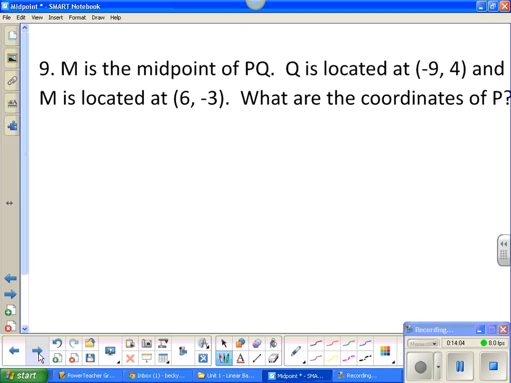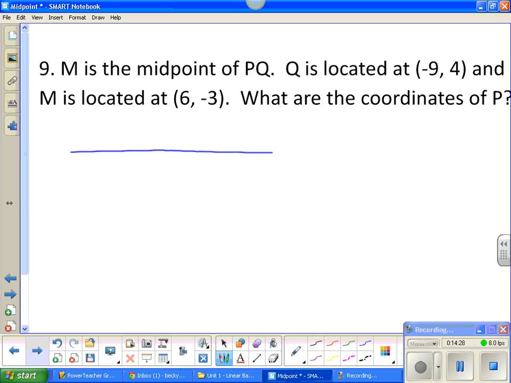Okay, M is the midpoint of PQ. Q is located at negative 9, 4, and M is located at 6, negative 3. What are the coordinates of P? And for kids who don't read this really carefully, they're going to see the word midpoint. They're going to see the 2 coordinates that I gave you, and they're just going to find the midpoint between those 2 points. But if you actually draw out what's happening here, you're not looking for the midpoint.